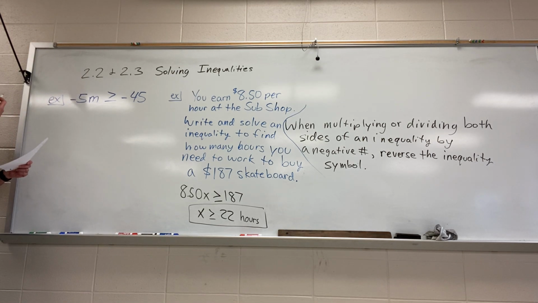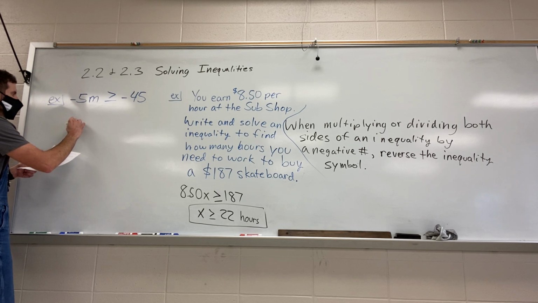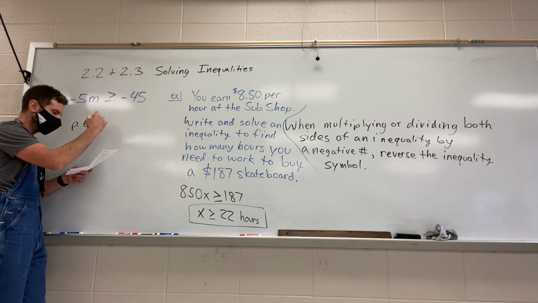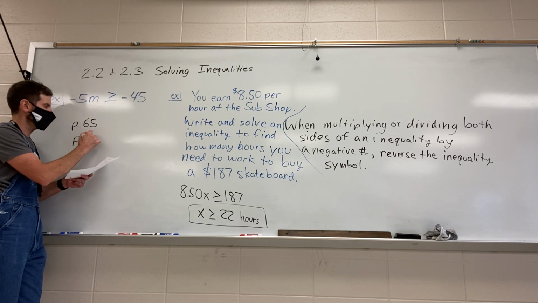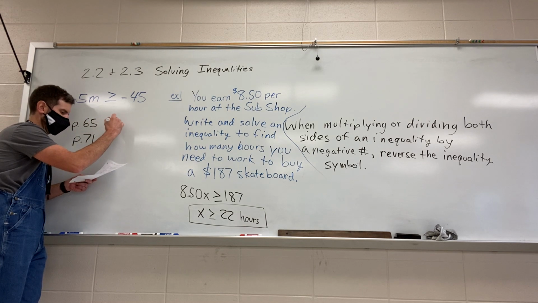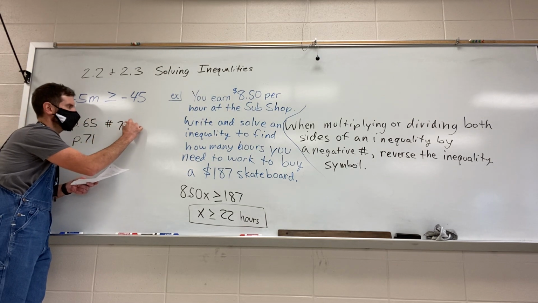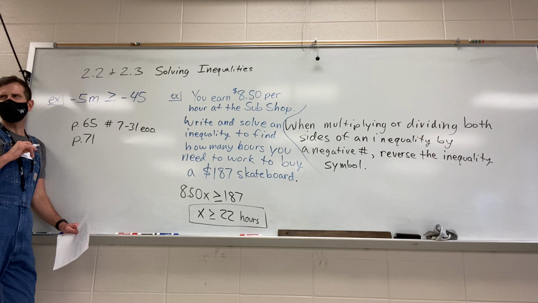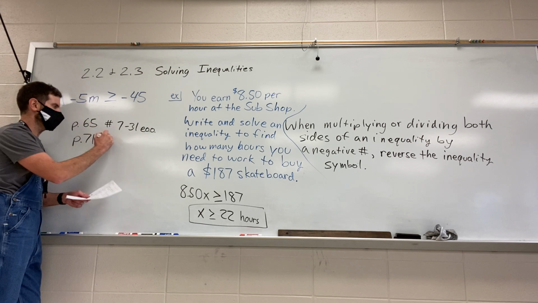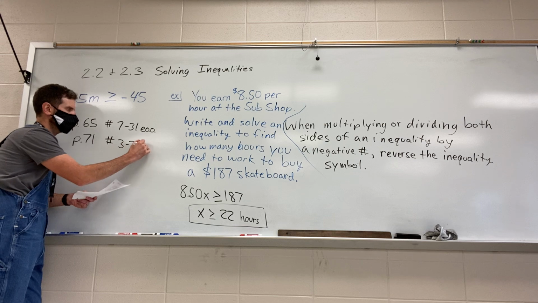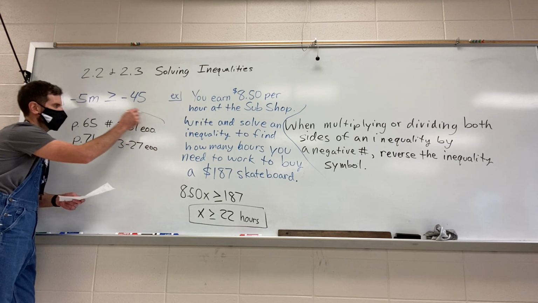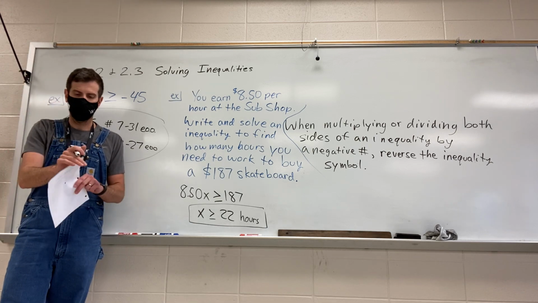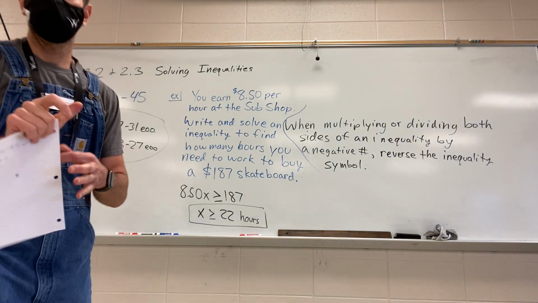Do we have another example? No, we don't. So here's the thing, it's two separate pages because it's two separate sections. I'd like you to do page 65, 7 through 31, every other odd. You guys realize that's not a lot of problems, right? And then page 71, numbers 3 through 27, every other odd. You guys cool with that? I'll double check, I think we may be ready to quiz on Monday.